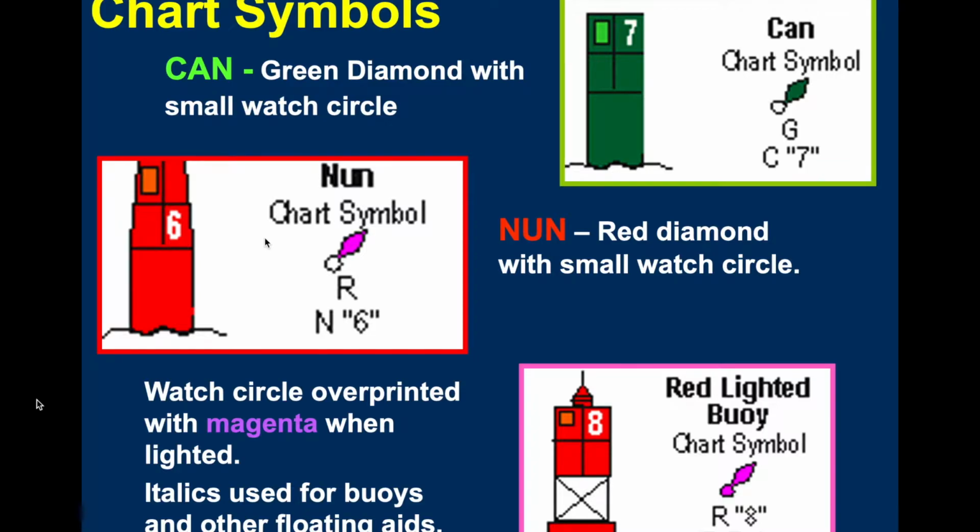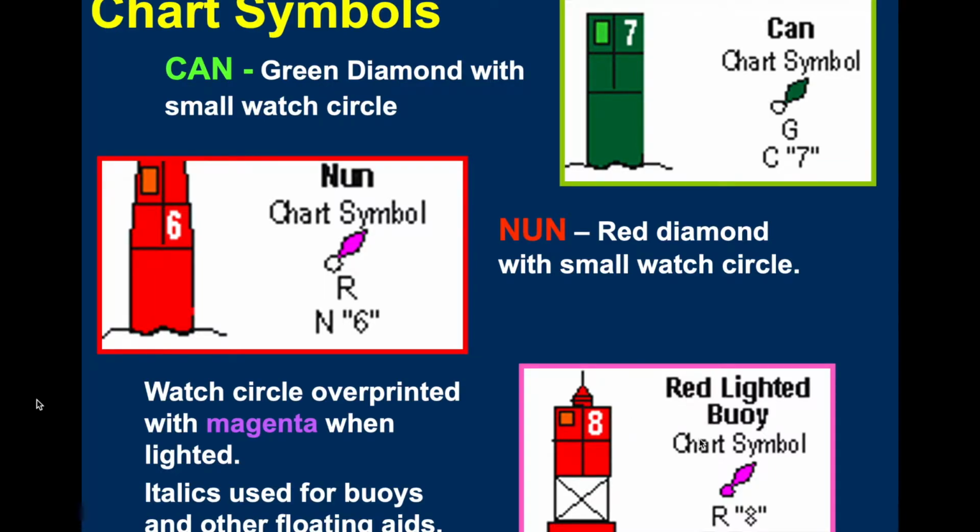Go to the left hand middle of the screen here. We have a nun chart symbol. It's a diamond, but this one is magenta or red colored. It has the watch circle at the bottom. Red nun number 6. And then we have a lighted buoy.